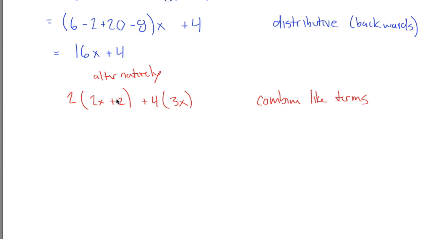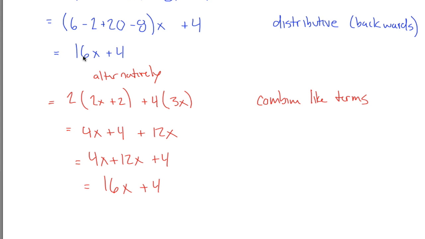If I distribute this 2 into these parentheses, I get 4x plus 4. And if I distribute this 4, I get 12x. I guess this is more the associative property. 4 times 3 is 12x. And now if I combine like terms, maybe I should first apply the commutative property and then combine like terms. Either way, I get 16x plus 4.